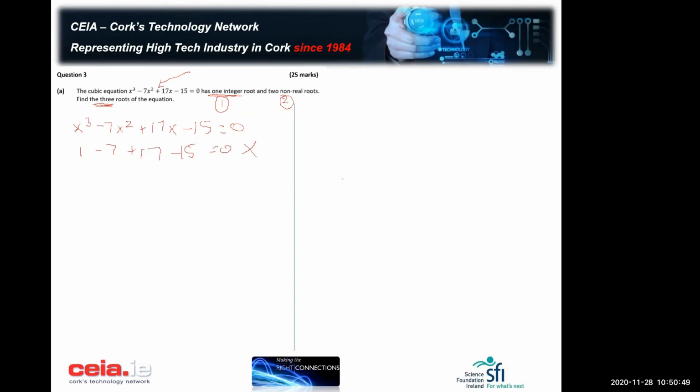Okay, so x is equal to 3 is the root, because 3 worked in the equation. So if that's the root, x minus 3 is the factor. So how do you find the rest of it? Well, you divide this known factor into the equation.